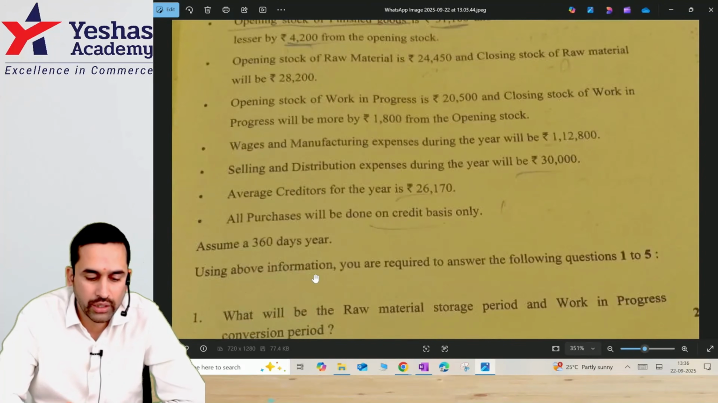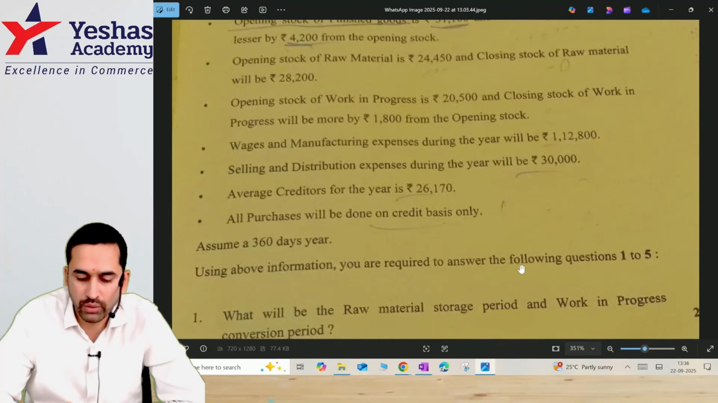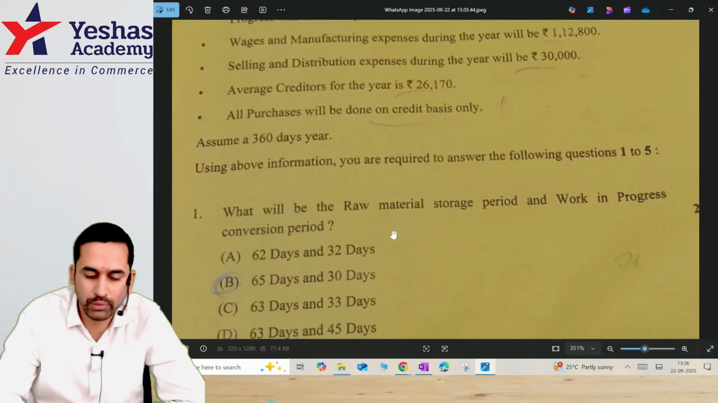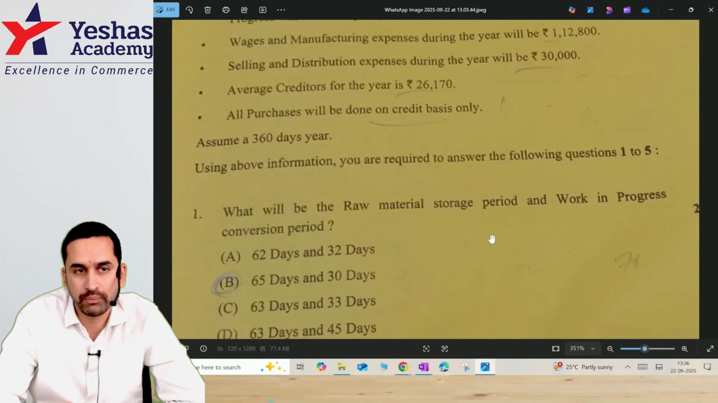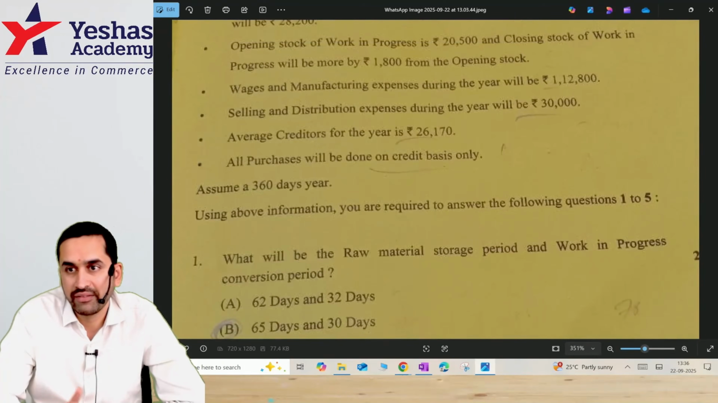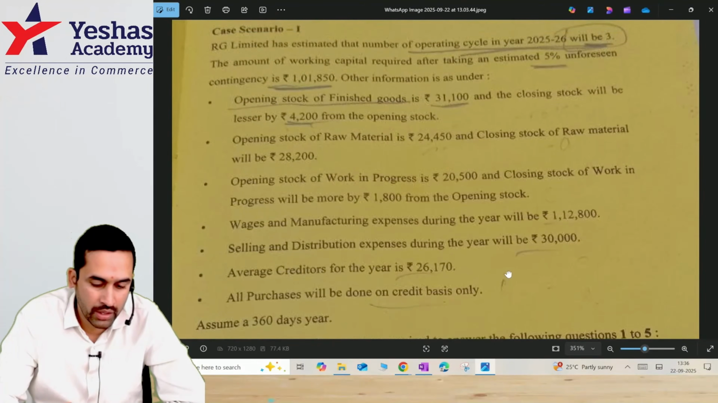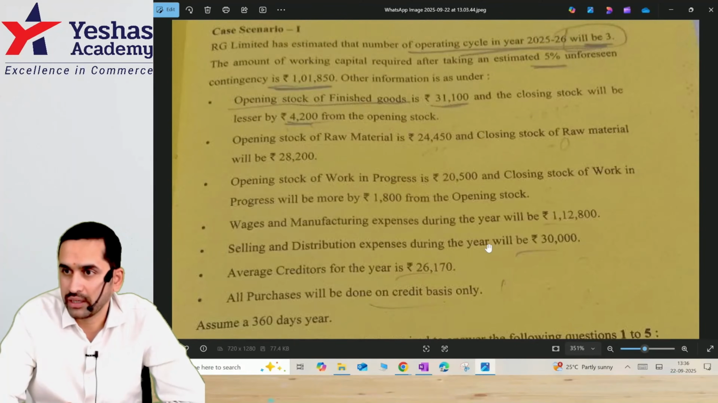Assume 360 days. Using the data, you are required to answer the following question 1 to 5. What will be the RM period and WIP period? Now tell me what is the formula for RM period? You need average RM divided by RM consumption. Now for average RM, you had opening and closing. Correct? And then you need purchase. Purchase details are not given. This is where some reverse working is to be done.